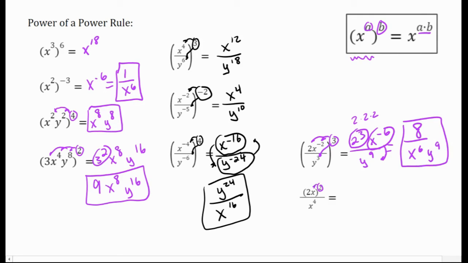Lastly, this 2 only distributes to the 2 that it's connected to. So 2 to the power of 2, x to the power of 2 over x to the power of 4. Here I'm going to do two steps in one. 2 to the power of 2 is 4. And then x to the power of 2 over x to the power of 4 simplifies to either x to the power of negative 2 or x to the power of 2 in the denominator, which gives me my final answer. And there is all of our practice problems dealing with powers of a power to help us simplify exponents.